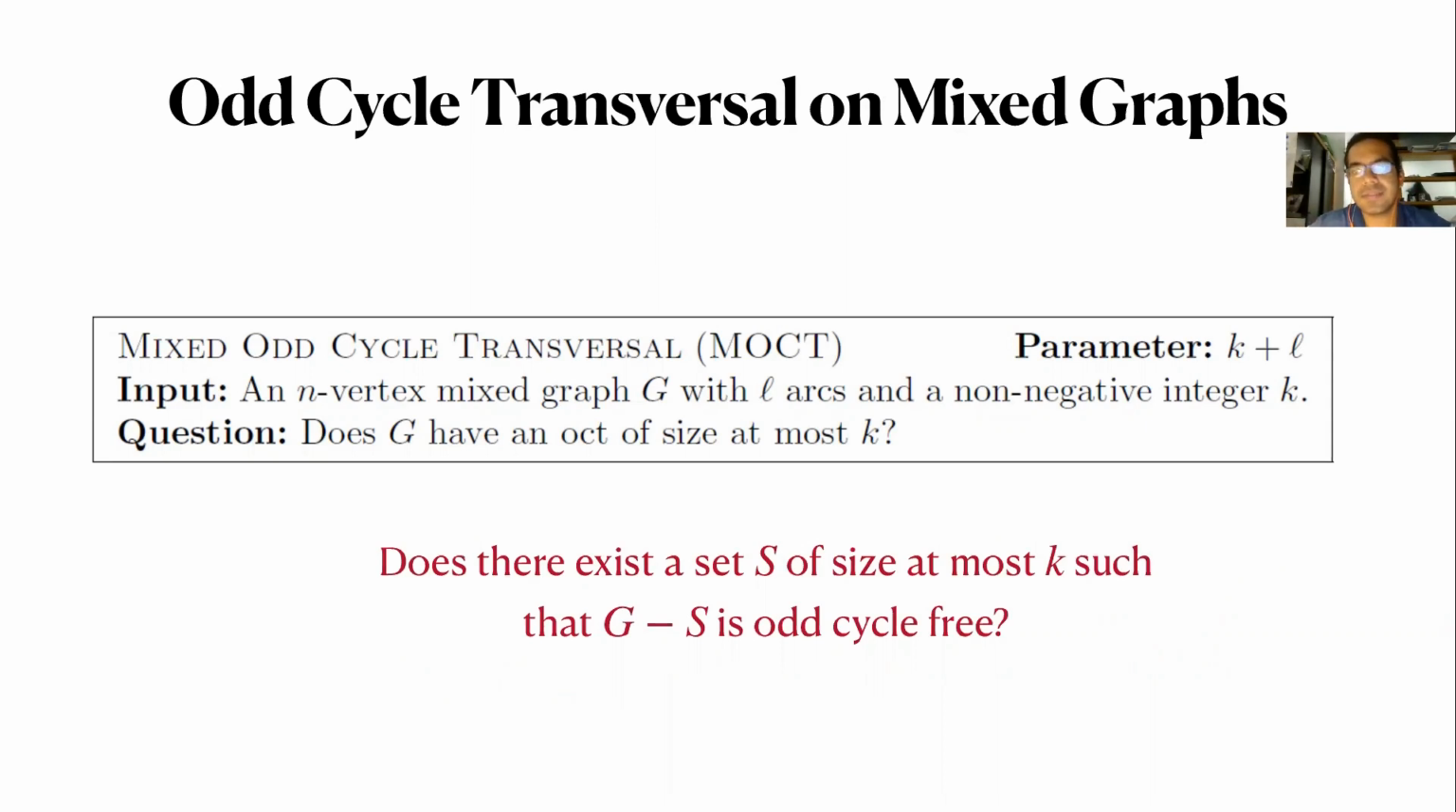Odd cycle transversal has been studied extensively from the point of view of fixed parameter tractability, both in undirected graphs and directed graphs. This model is an attempt to generalize these two graph classes into a single algorithm.